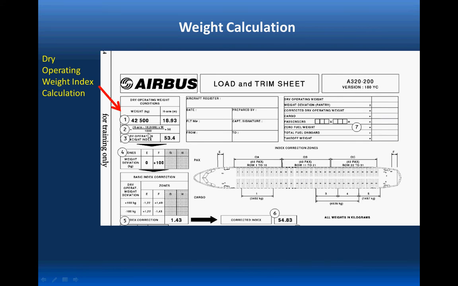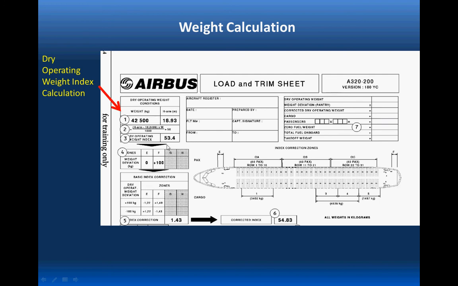If we take those numbers and plug them into a formula, we're provided with a dry operating weight index of 53.4. Okay, the next section deals with where we put food and drinks on the aircraft. If we put them in Zone E, we're putting them at the front of the aircraft. If we put them in Zone F, we're putting them at the rear. So depending on where we put however many kilograms of food and drinks, in this case we have 100 kilograms added to Zone F in the rear galley of the aircraft.